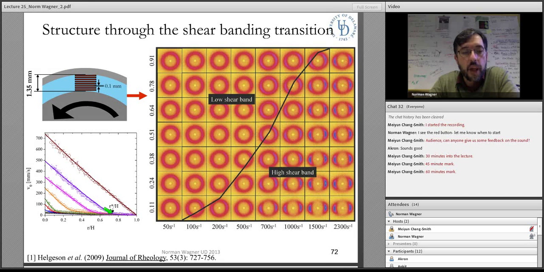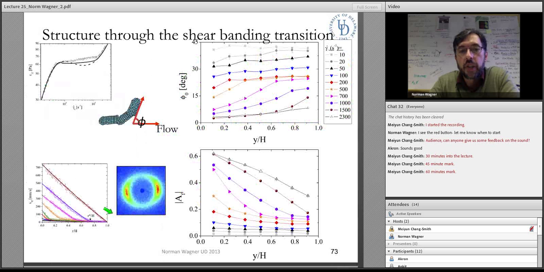So we can bring all that information together using our stress-SANS rheo-SANS. And there's a lot of data on this slide. And I just want to show you that you can get a lot of information out. You get patterns everywhere. You can analyze the angle. You can analyze the alignment as a function of position and as a function of nominal shear rate.